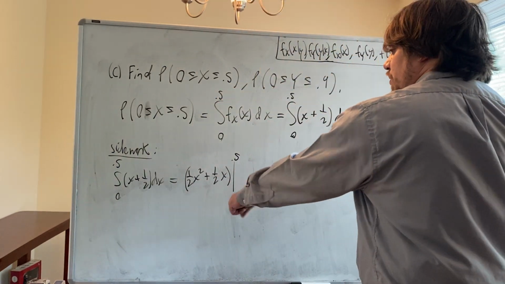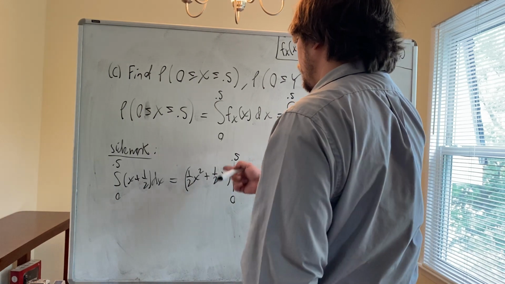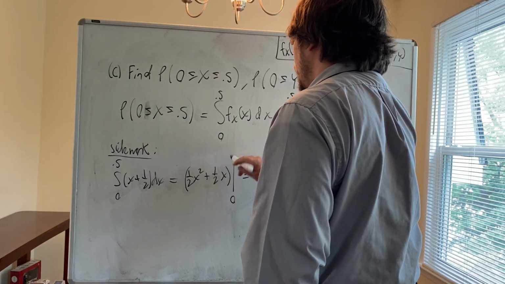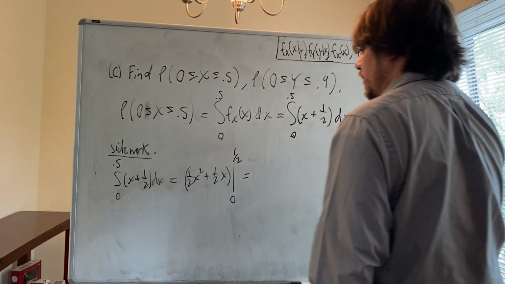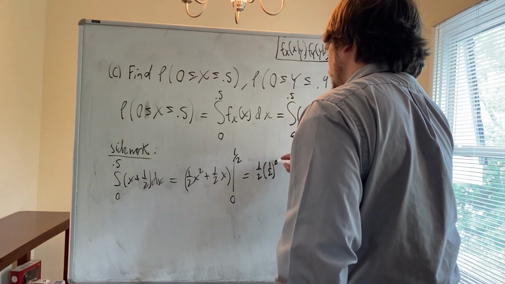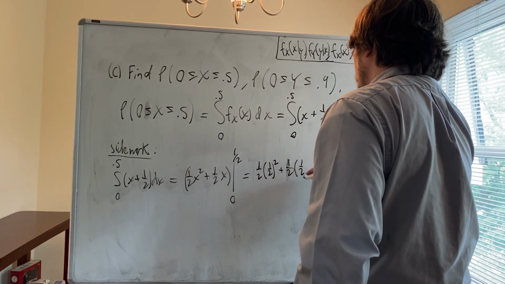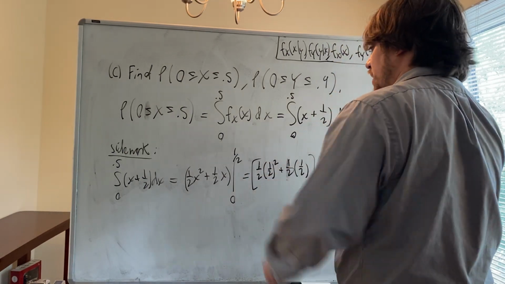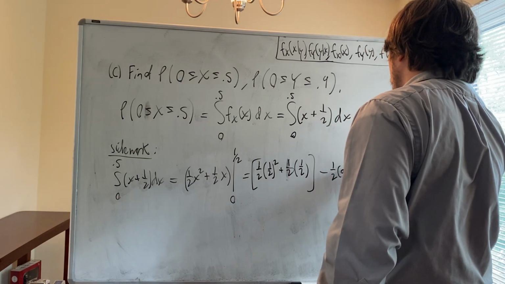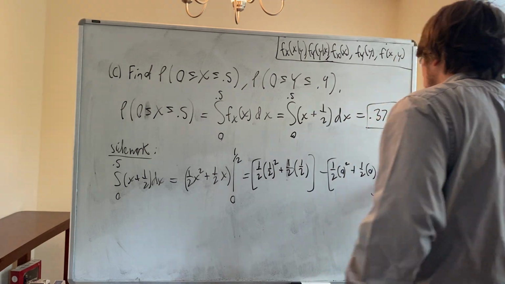So with that antiderivative, you go from 0 to 0.5, and 0.5 is 1/2, so I'm going to write 1/2 here instead of 0.5. And so it's 1/2 times 1/2 squared plus 1/2 times 1/2, minus plugging in 0: 1/2 times 0 squared plus 1/2 times 0, and all that in brackets also.